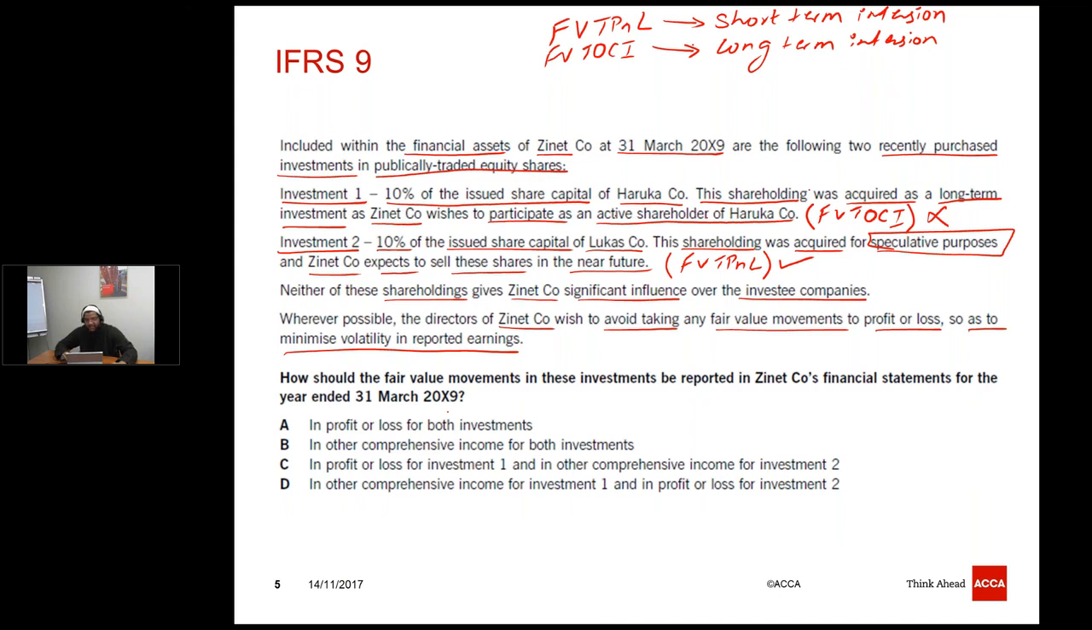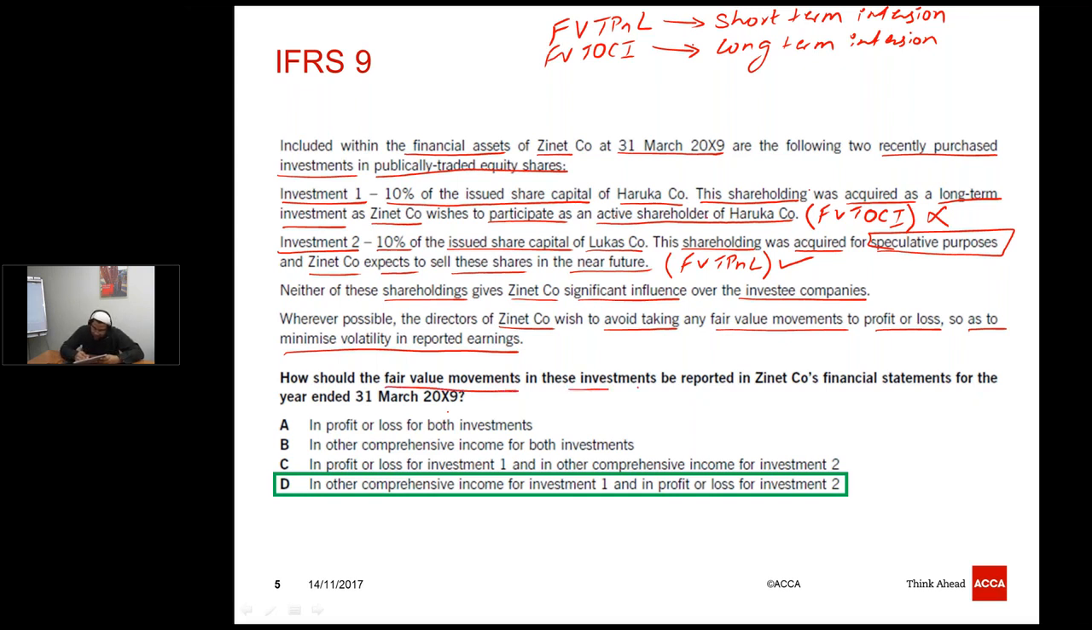Okay, so what is the answer finally? If we see, the answer is actually D. How should the fair value movement in these investments be reported in Zynet's financial statements? For the first investment, this would be recorded in other comprehensive income, and for investment 2, these will be recorded in the P&L. So this was an easy MCQ.